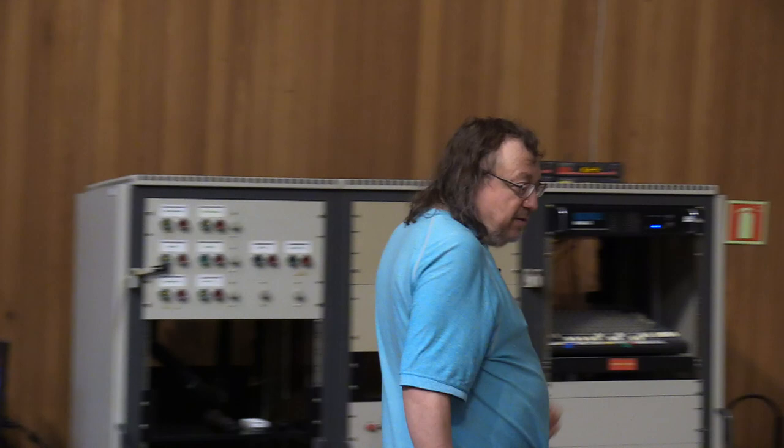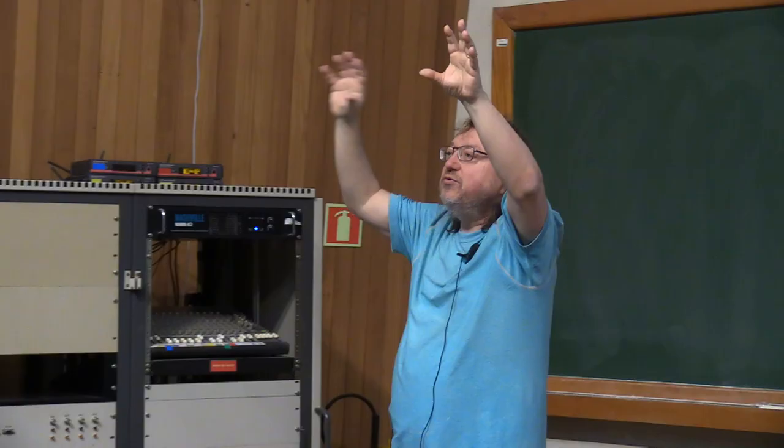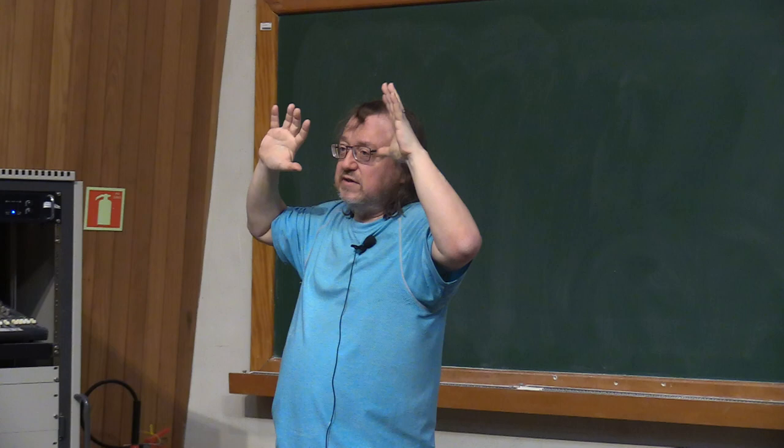Where do module categories come in? Yes, I think we even talked about this. Fuchs, Runkel, Schweigert, etc., have explained how, if you start with the modular tensor categories of the left and the right, which might be the same, they might not be the same, and then you have a module category between the two, then they tell you how to construct all of the correlation functions for that. So they tell you how all of the data that you'd want to know, at least at a categorical level, for that choice of module category, can be obtained.